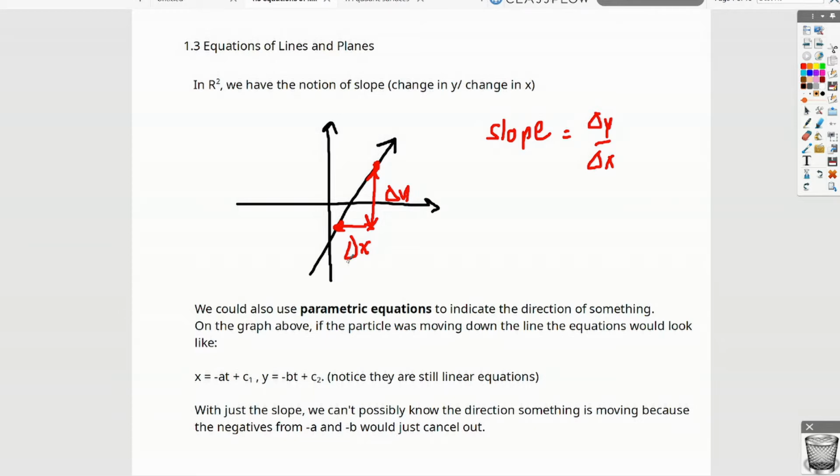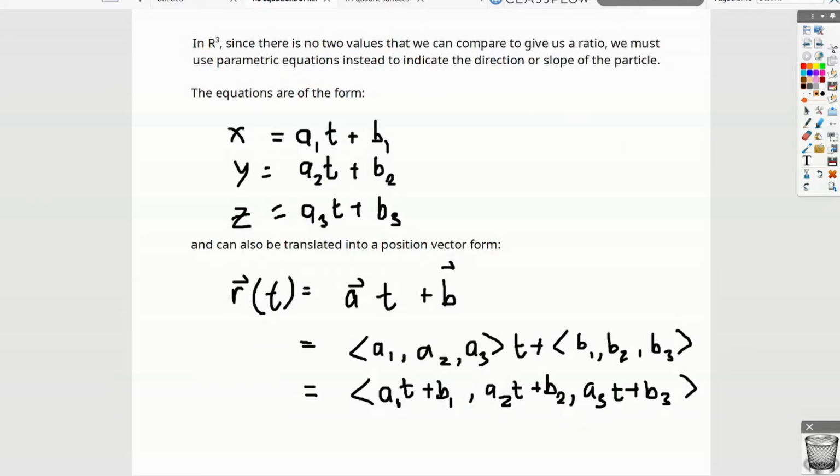Now, how are we able to fit this notion of slope in the 3D world that we have to work in right now? Well, we're going to fit this notion of slope by completely removing it and substituting it with parametric equations or vector equations, right? So in R3, since there's no two values that we can compare to give us a ratio like slope, we have to use parametric equations, and these are the equations of the form.